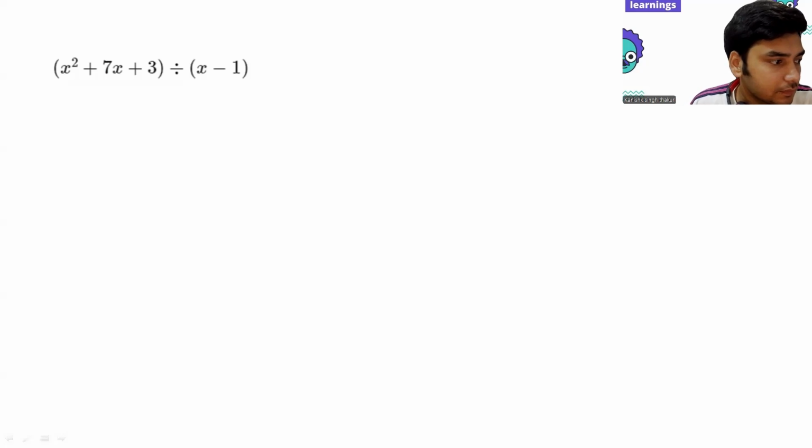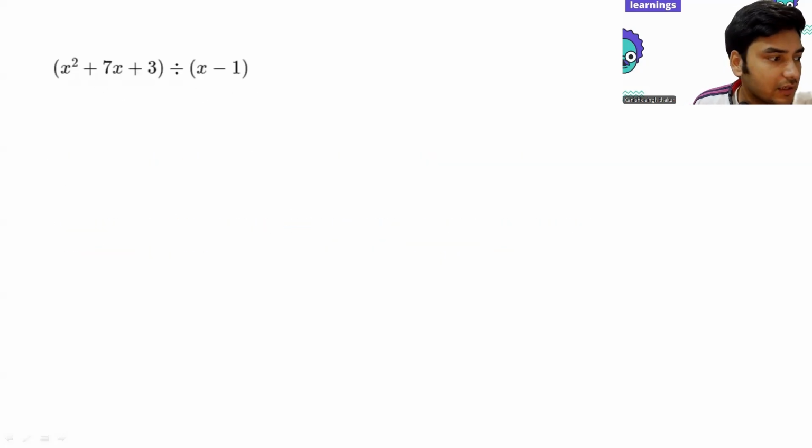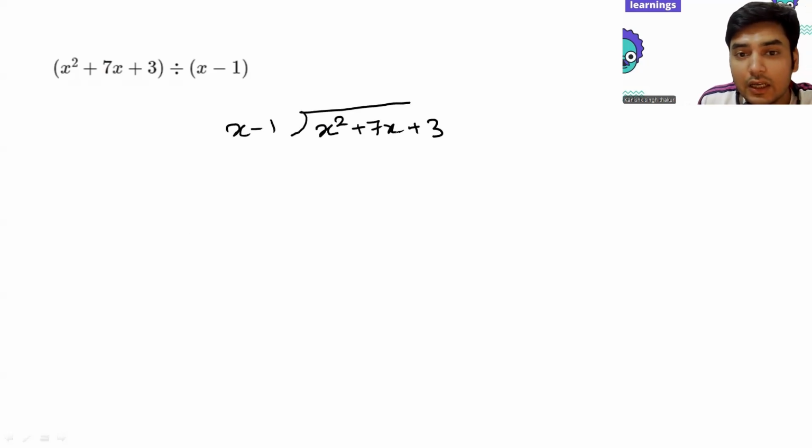Okay. So here I have x square plus 7x plus 3, and this is divided by x minus 1. What I'll be doing is drawing a bracket like this, which you used to draw in your earlier classes, and I'll write here x square plus 7x plus 3. Obviously, this is your dividend. This is your divisor, x minus 1.